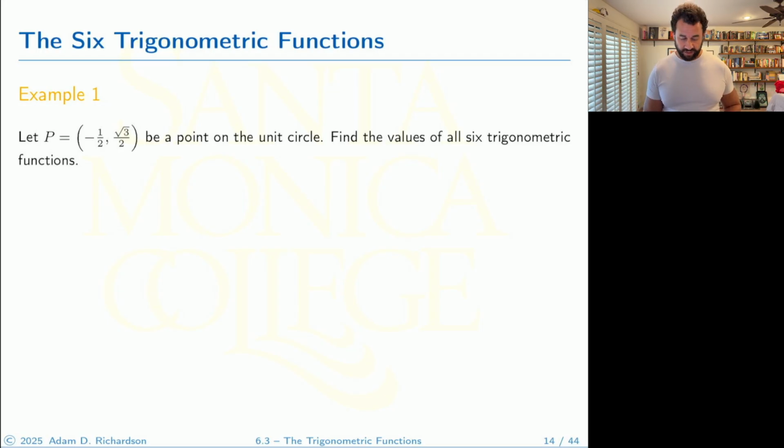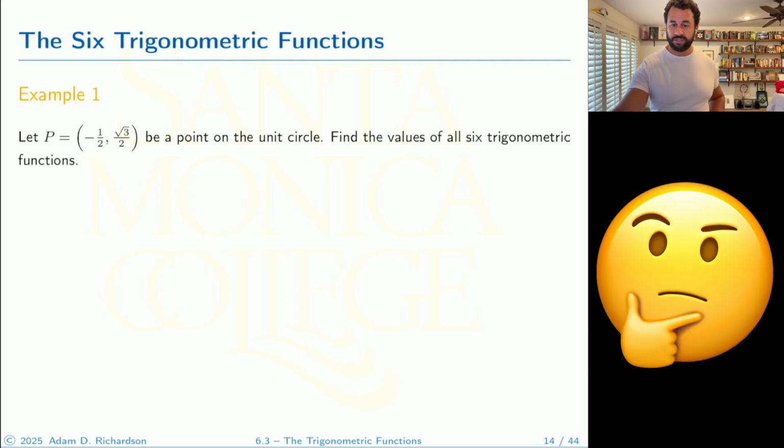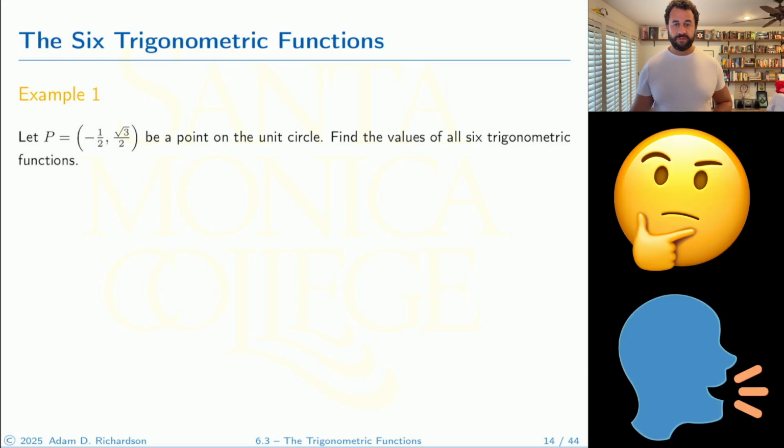So consider this one. Let P be the point negative 1/2, comma, root 3 over 2, a point on the unit circle. Find the values of all 6 trigonometric functions. Okay? All 6 of them. Now, I do want you to try this on your own, so think about it for a minute first. All right. Now, verbalize something that you think might help you take the first step in doing this problem. Maybe something that you could do.